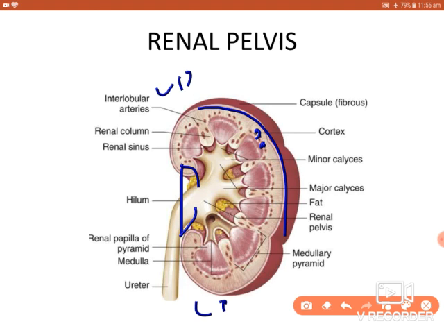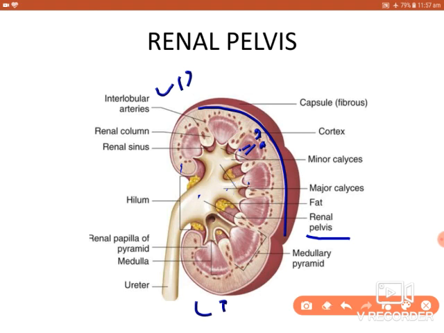Then the resulting liquid passes through the collecting tubules, which enter the collecting duct. Tubules and ducts are in this pyramid. Then it enters through the papillary ducts and opens into the minor calyx. These minor calyces join to form the major calyx. Then the major calyx forms the renal pelvis.